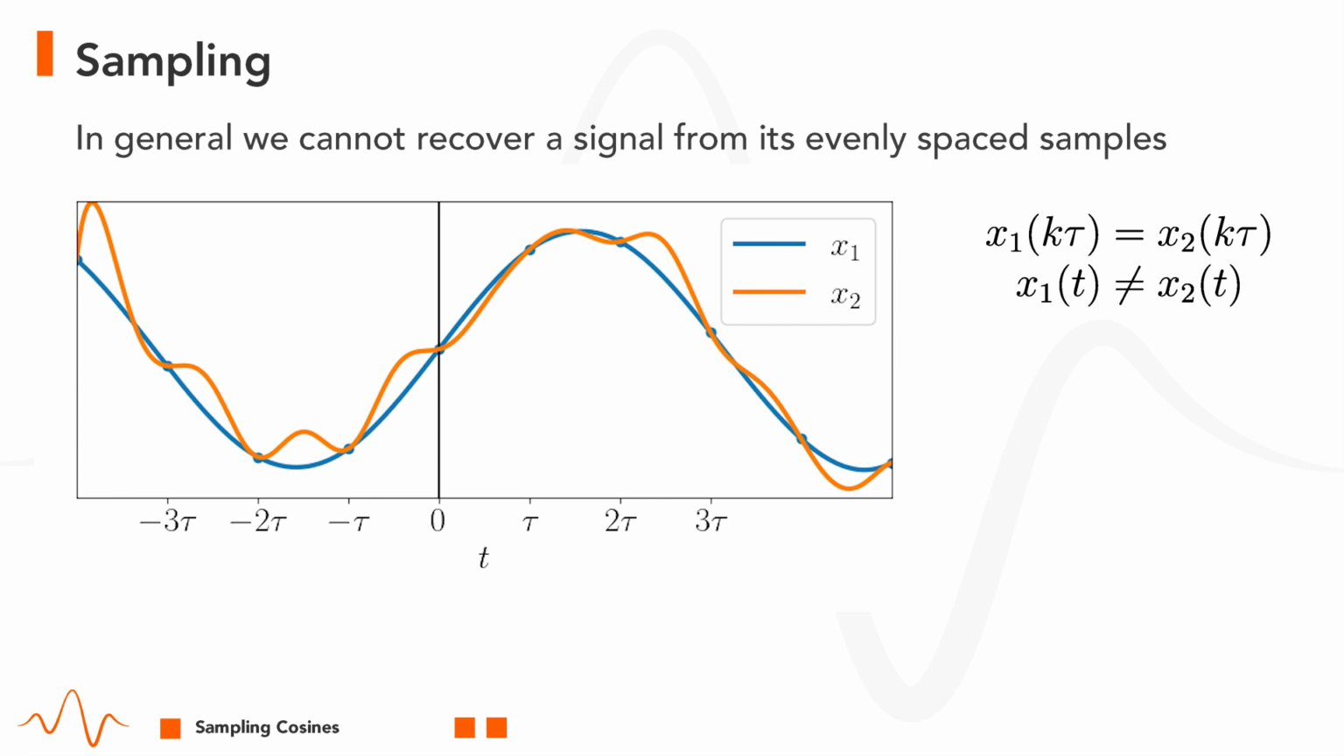Our brain interprets the samples of the signal that we see in terms of a more natural continuous time signal than the actual signal is. If you look into it from a purely mathematical perspective, actually we can find many other signals that have the same samples at times -3 tau, -2 tau, -tau, etc., but are different from the blue and orange ones depicted here. Thus, we conclude that in general, we cannot recover a signal from its evenly spaced samples.